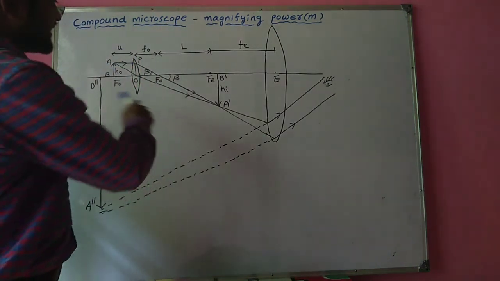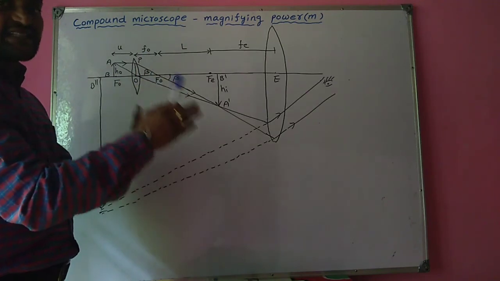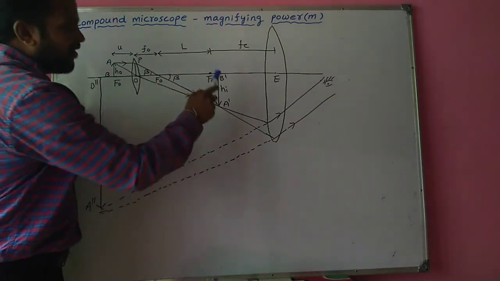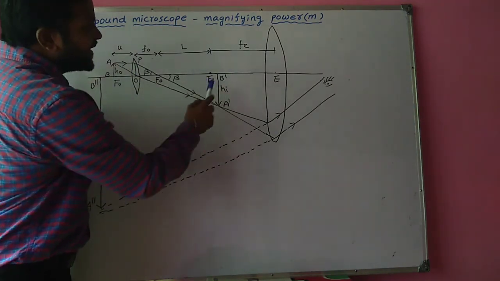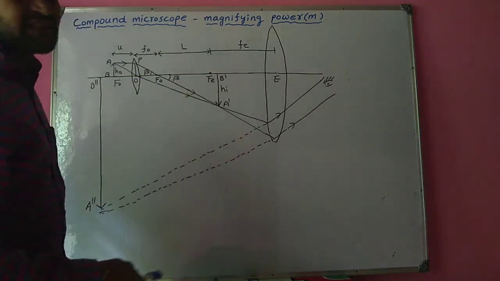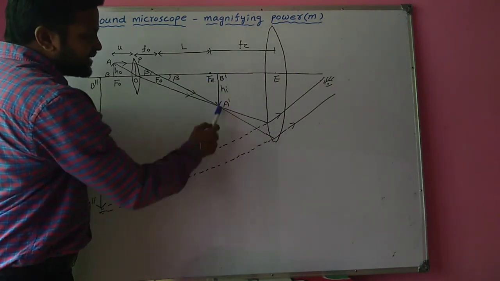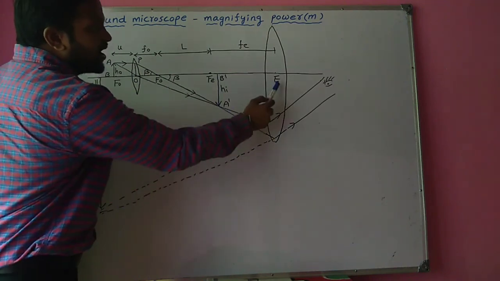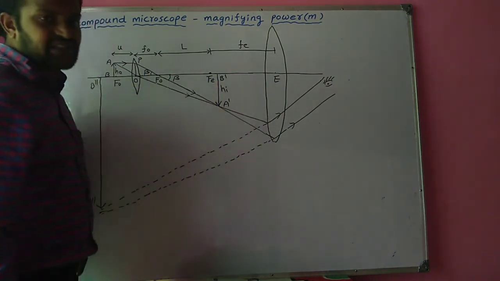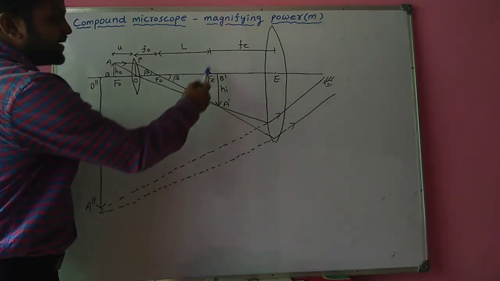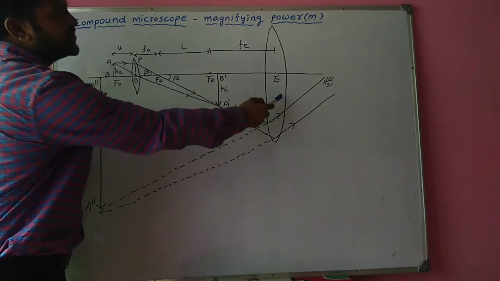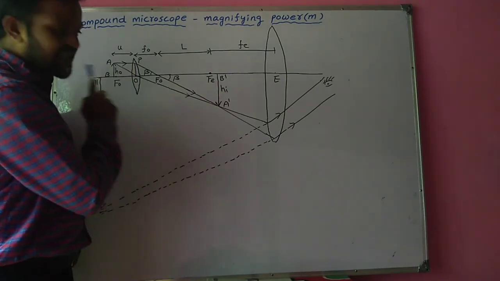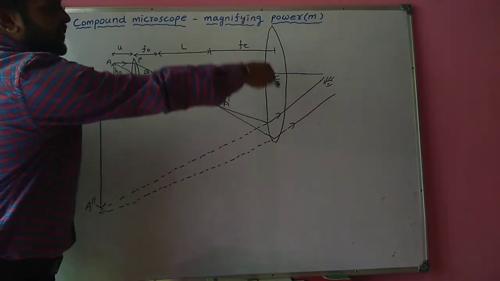Now, here the distance between these two lenses is adjusted such that the image formed by this objective is formed below the principal focus of this eyepiece. That means this image is formed just below the principal focus, between the optic center and the principal focus. So this image acts as the object for this eyepiece. The image formed by this objective lens acts as the object for this eyepiece.